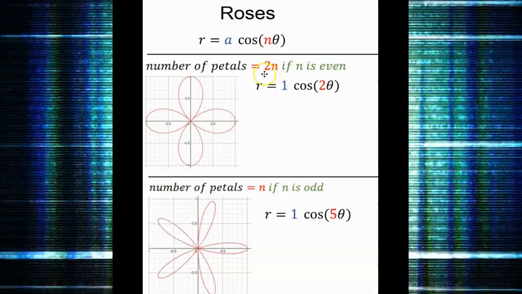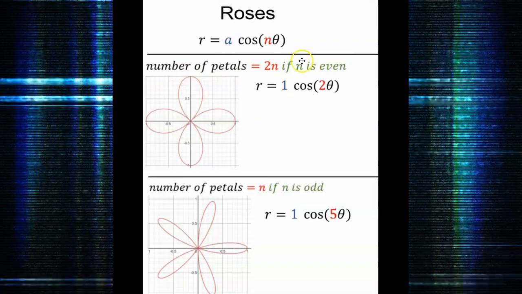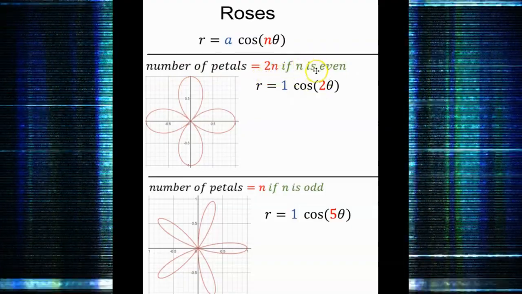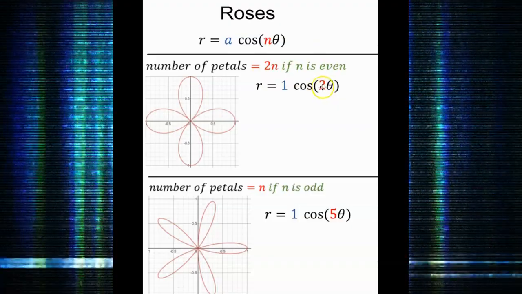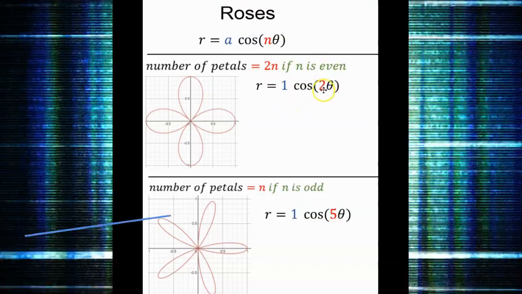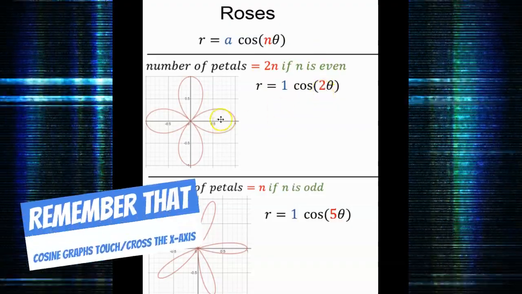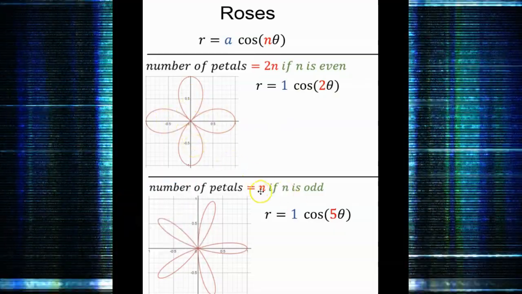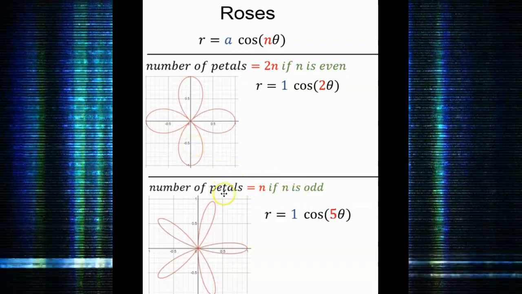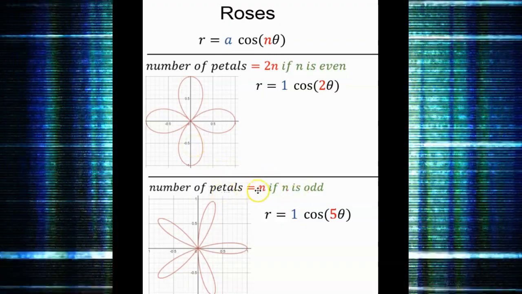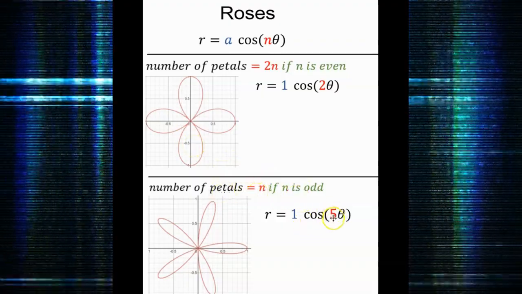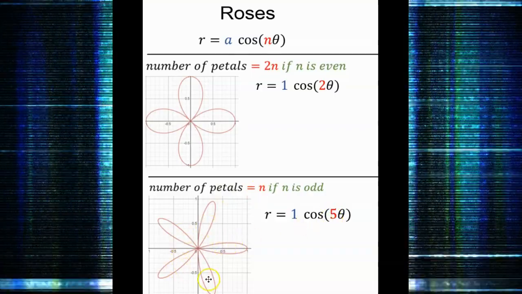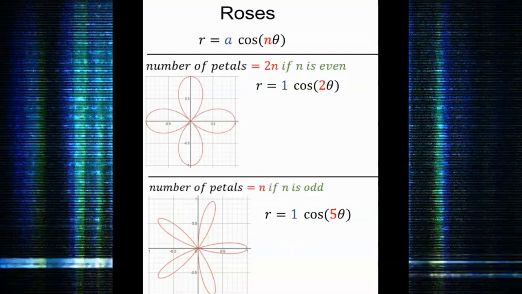As an example, in this case we have an even number of petals. So if N is 2, then we're going to have to multiply that by 2, and that gives us 4. So notice in this case we have 4 petals. If it's an odd number, we don't have to multiply by 2. For example, in this case we have 5, and the number of petals that we have is exactly 5 petals.